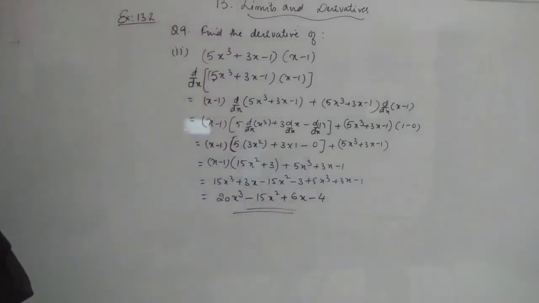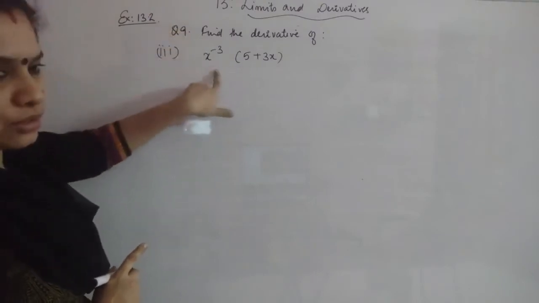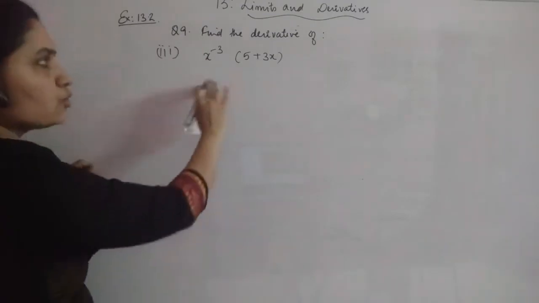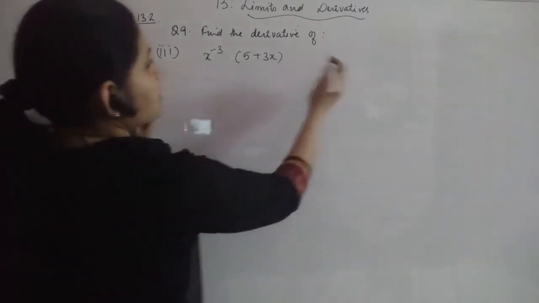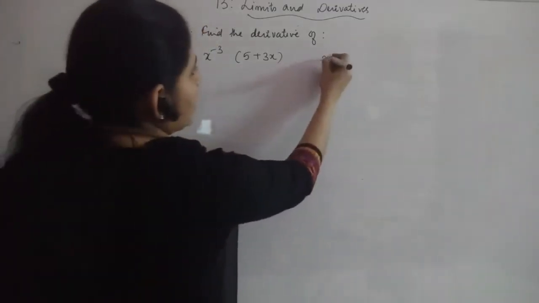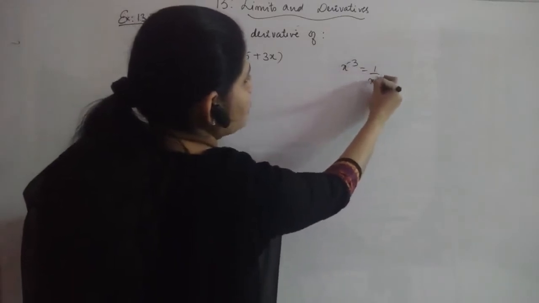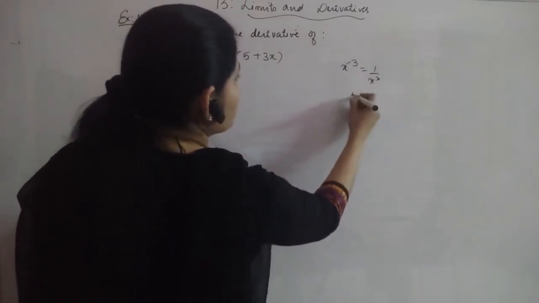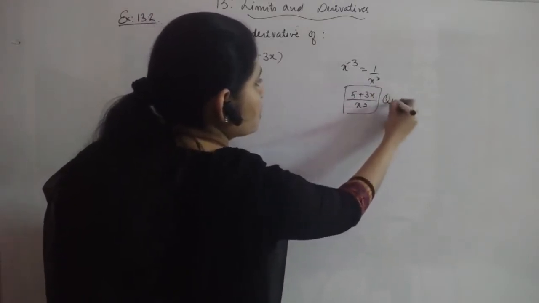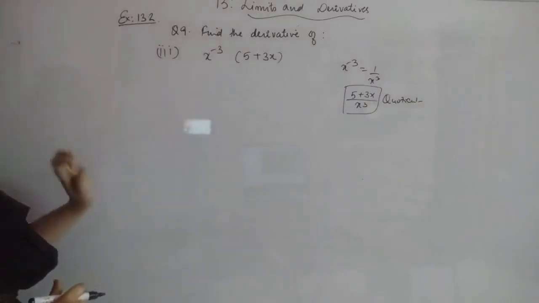It can be done in two ways, that is either you can use quotient rule or you can use product rule. Product rule is you can just see this is one term, this is the other term. So uv, you can use product rule. But if you are changing this, power of x is minus 3. So if you are changing this as 1 by x, this will become x raised to minus 3 is same as 1 by x raised to 3. Now if you are changing like this, the question will become 5 plus 3x by x cube. At that time you can use your quotient rule. But here, since product rule is more easy, we will just continue with product rule.